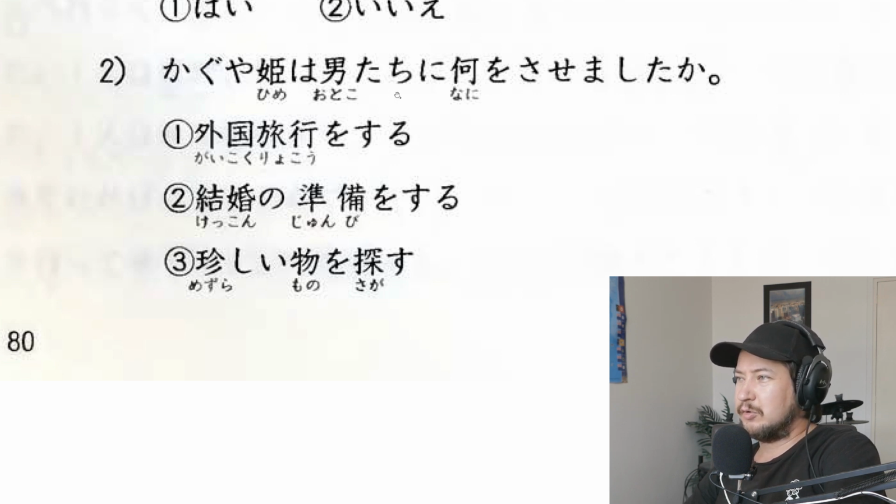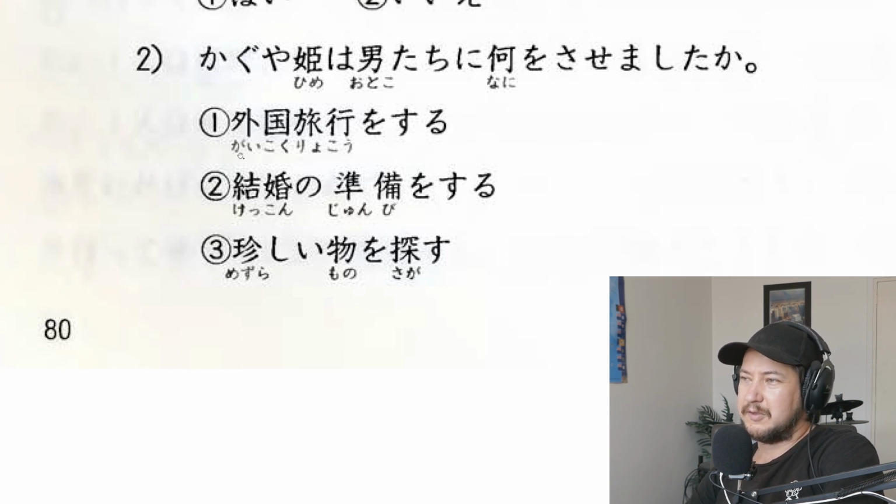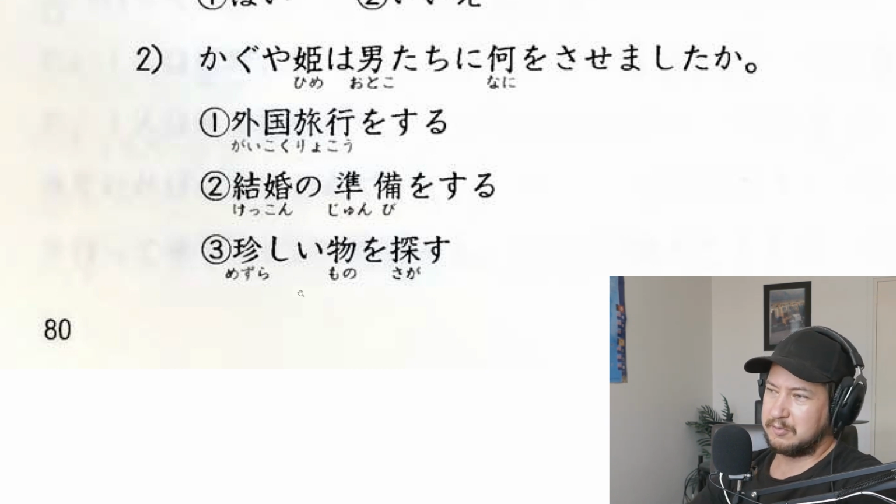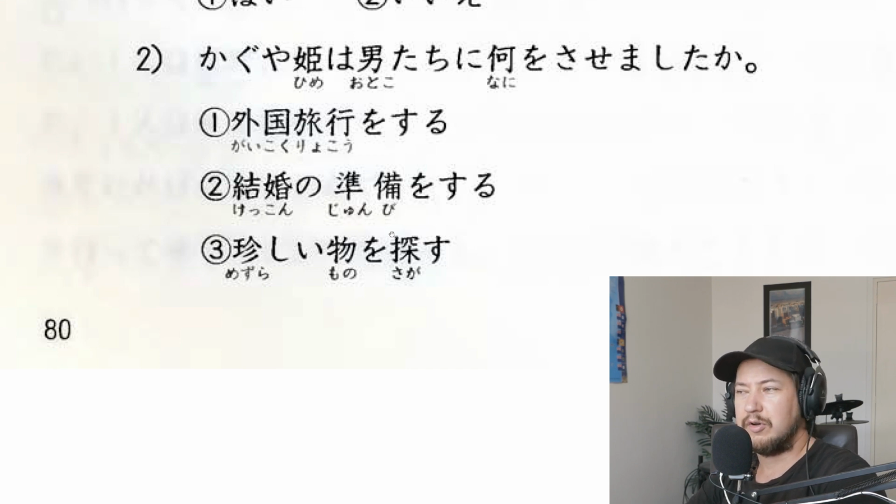Next, かぐや姫は男たちに何をさせましたか? What did Princess Kaguya ask the men to do? First, 外国旅行する, to travel abroad. Second, 結婚の準備をする, prepare for the wedding. And 3, 珍しいものを探す, rare objects search. So yes, it's number 3. She asked them to go and search for rare objects.